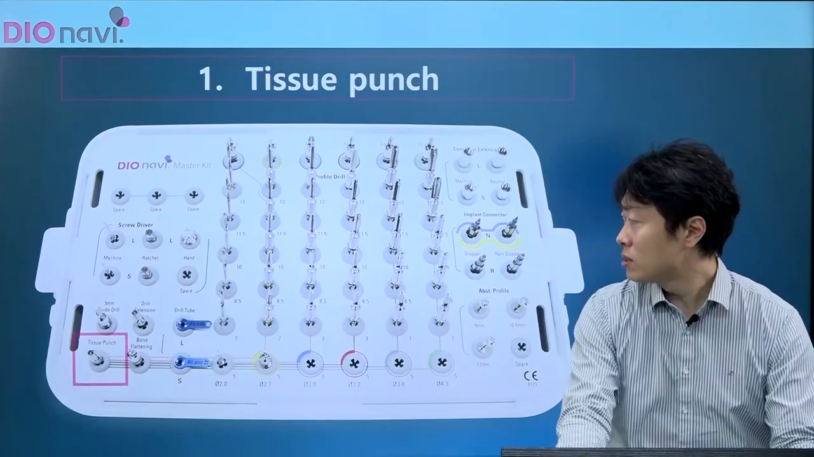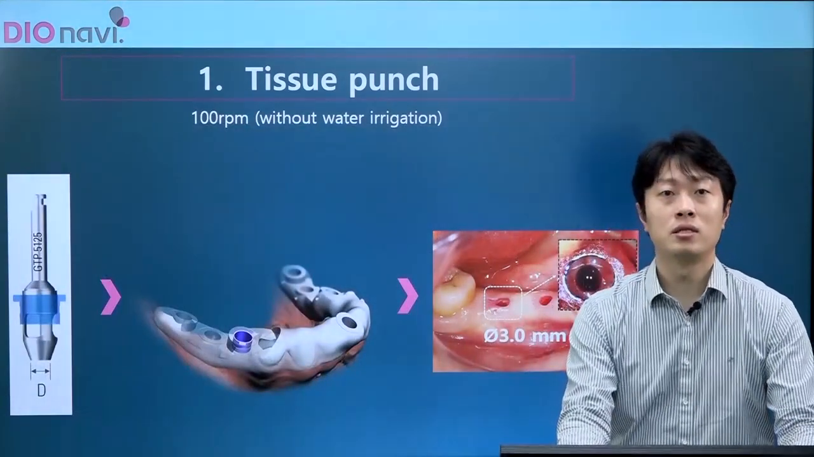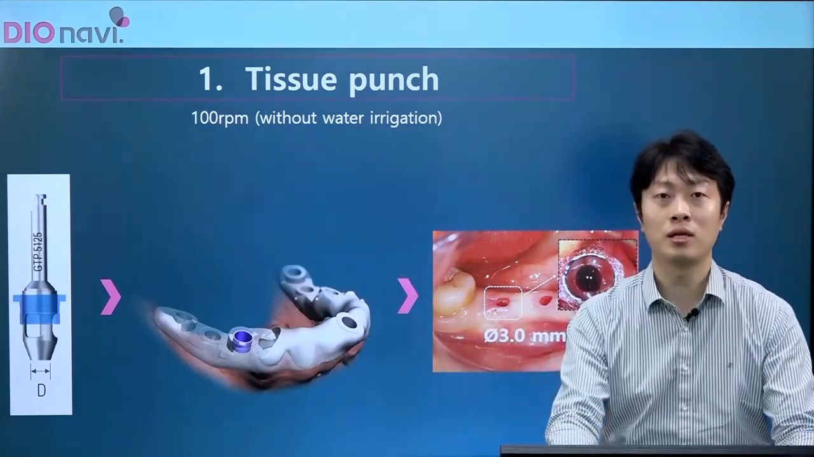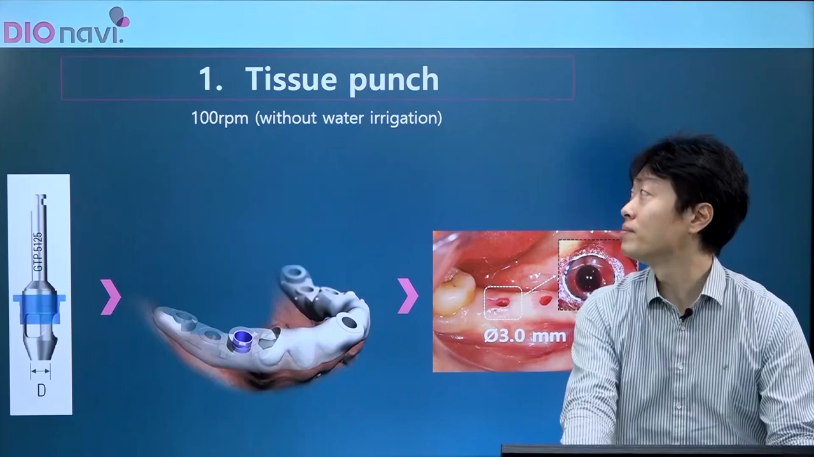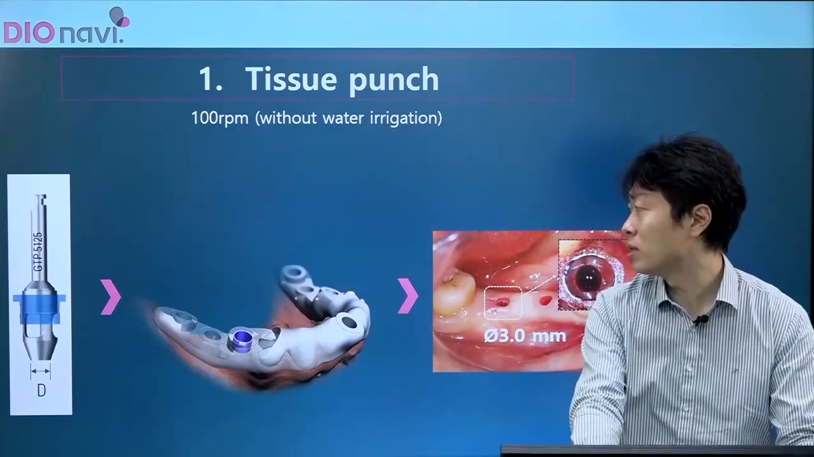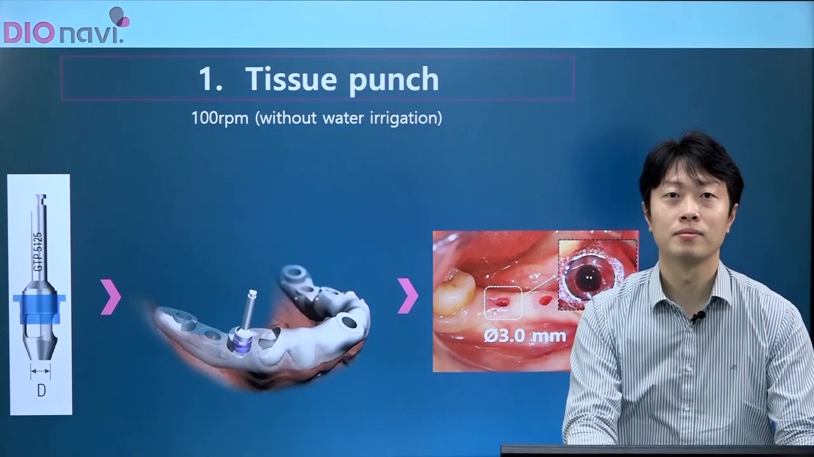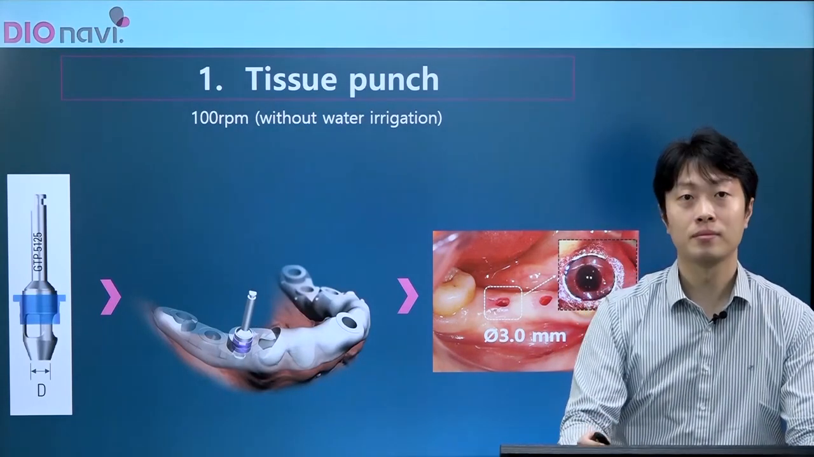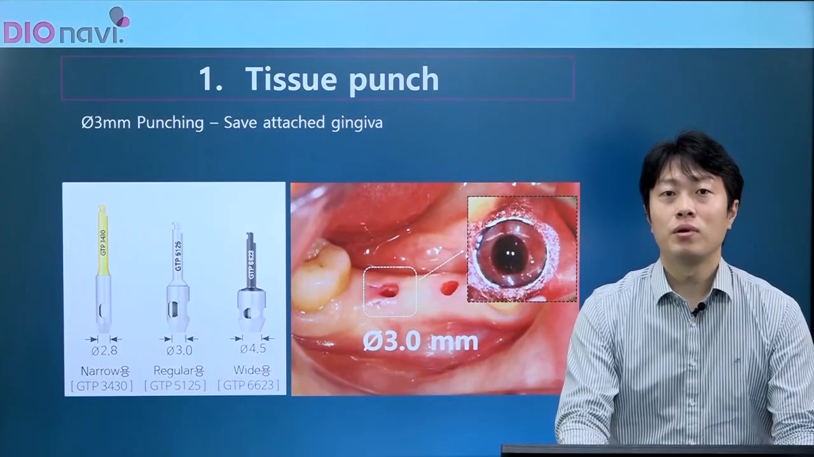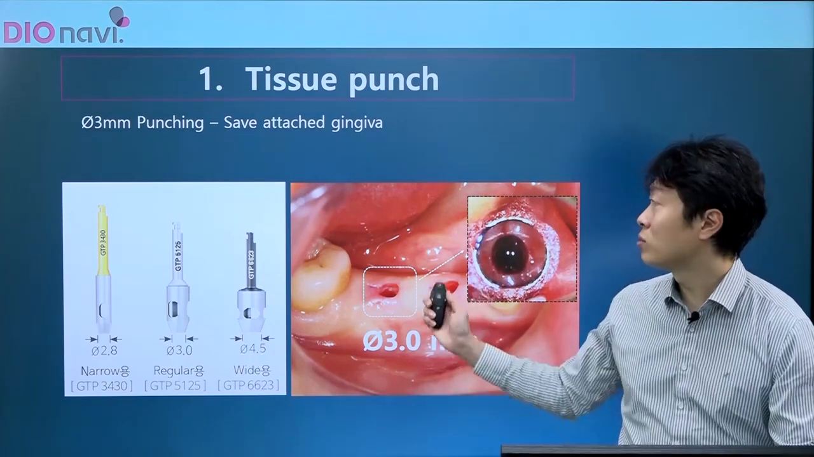The first drill to use is the tissue punch. The tissue punch serves to make a circular incision on the gingiva to create a path to which the implant is inserted after surgery. You can drill with the tissue punch at 100 RPM without irrigation. With a diameter of 3.0, the tissue punch is designed to minimize the loss of the attached gingiva.